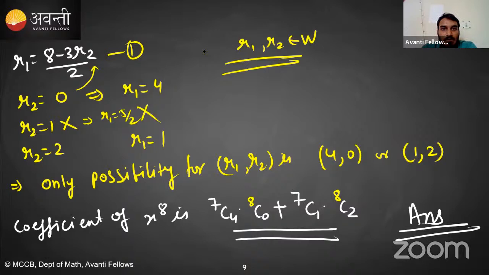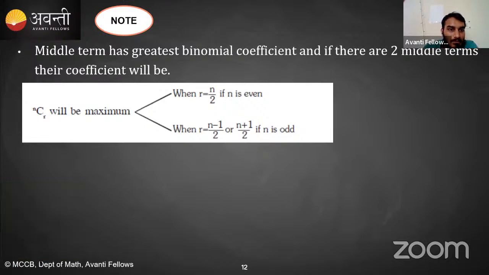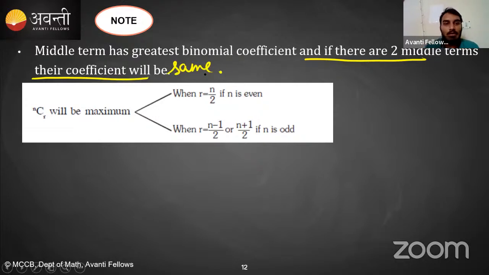There is a small note. The note is that the middle term has the greatest binomial coefficient, and if there are two middle terms, their coefficients will be the same. So sometimes in a question they ask you to find the maximum binomial coefficient, that is, which term has the maximum binomial coefficient. So remember, the middle term has the maximum binomial coefficient.